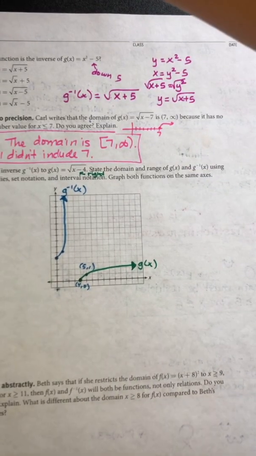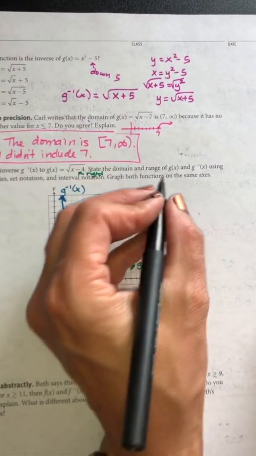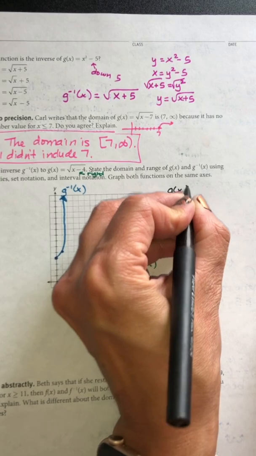What color do I want to use? I think I'll use black. So let's start with g of x.